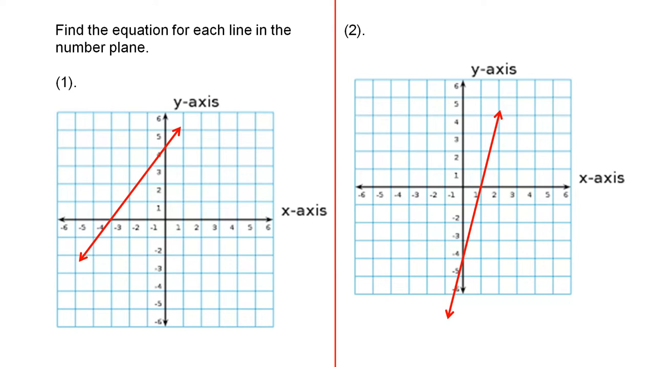I'll move on to the next slide now, and here it is. We have to find the equation of each of these lines. I'll leave it on for about a minute or so, but you can pause it for as long as you like.